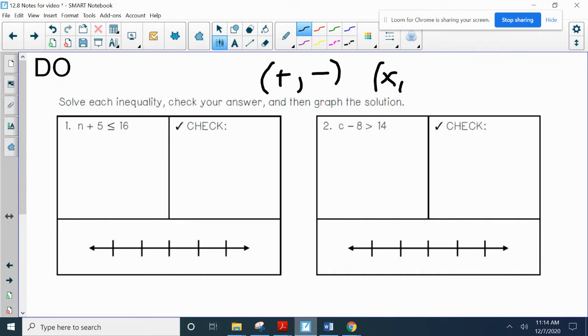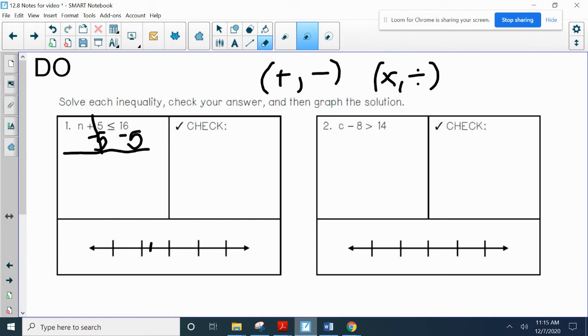And multiplication and division. All right, so on this first one, I have addition. So we know the inverse of addition is subtraction. So to get rid of plus 5, we're going to subtract 5. And we know that even still with our inequalities, we need to keep them balanced. So what I do to one side, I have to do to both. So I'm going to subtract 5 on the right as well. This cancels because 5 minus 5 is 0. So we are left with n.